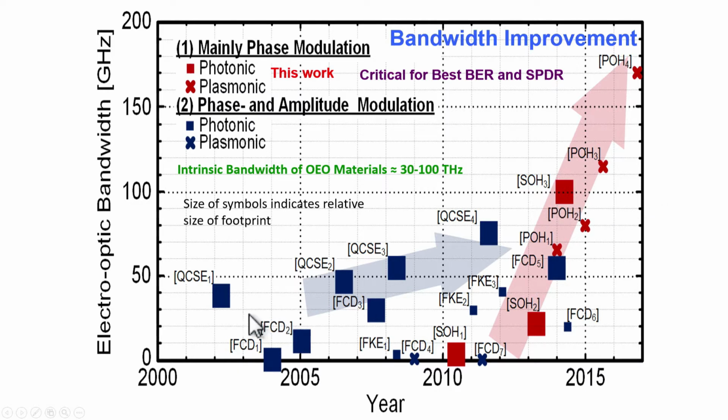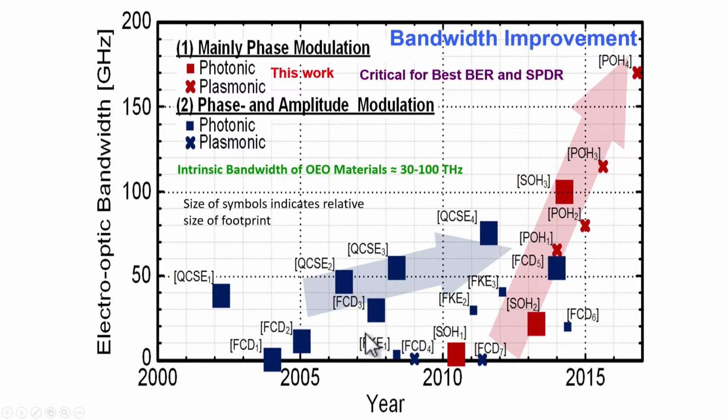So a better comparison would be with quantum confined Stark effect devices, Franz-Keldysh effect devices, and free carrier dispersion devices. And this particular slide gives you a comparison of these technologies over time, comparing two aspects of the work. One is the bandwidth, and the other is size. And I've only compared two general sizes. The larger symbols represent device lengths of around 100 micrometers, and the smaller represents about 10 micrometers.